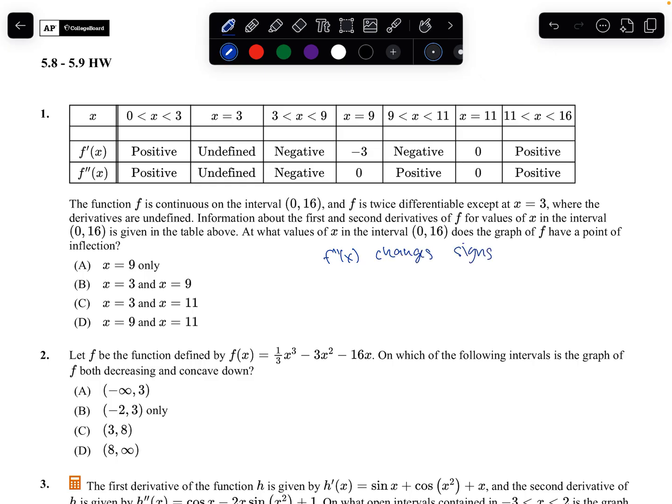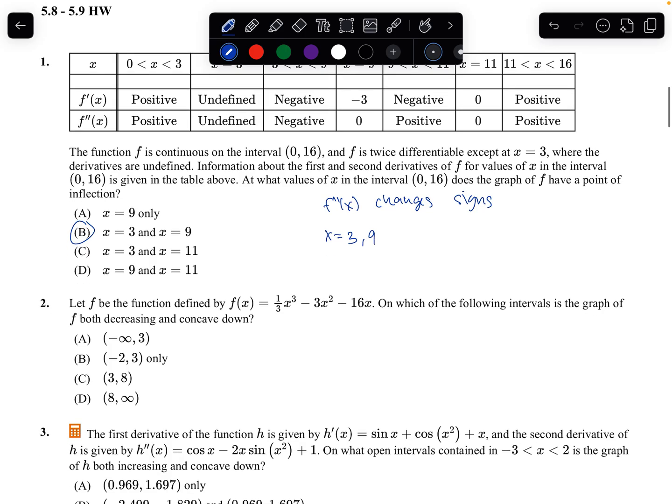So let's look here. We have the second derivative. It is positive. Then it's undefined at x equals 3, and then it is negative. So that's going to count as a point of inflection at x equals 3. And then it's negative, then it's 0, then it's positive. So at x equals 9, that's going to count as a point of inflection. And it's going to be 0 here, but it stays positive. And so that's got to be B.